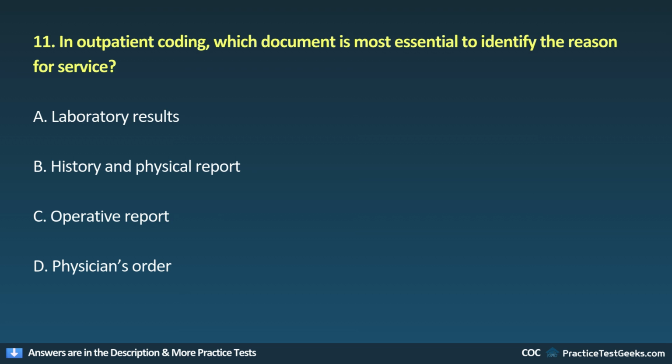11. In outpatient coding, which document is most essential to identify the reason for service? A. Laboratory results. B. History and physical report. C. Operative report. D. Physician's order.